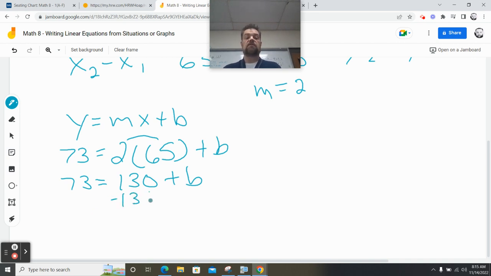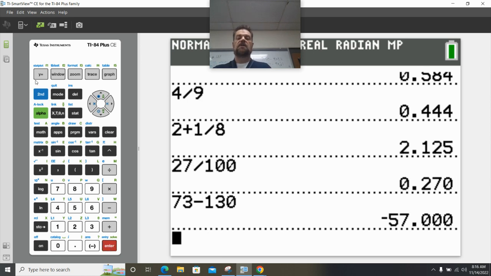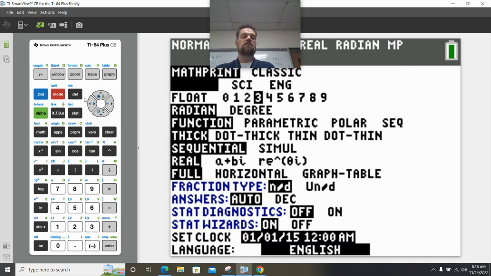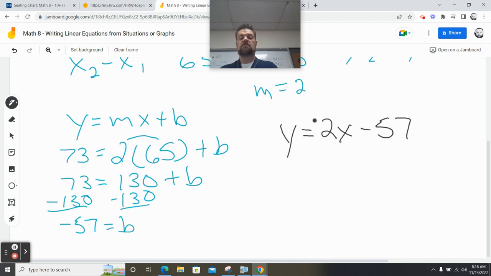Yep, I'm going to subtract 130 from both sides. Now that can be kind of hard, it's not really hard, but we need to be proficient with our time because you're going to take a standardized test. So anyways, it's negative 57. Equals b. So now that I know what b is and now that I know what m is, I'm just going to say y equals m, which is 2 times x minus 57.